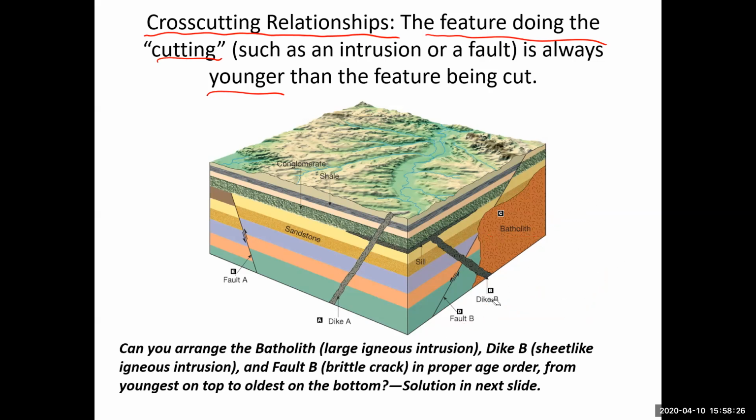So which came first, which came next, and which came next? Which is the oldest feature between these three things? Which is the intermediate feature in terms of age? And which is the youngest feature? So I'm going to pause for maybe 10 seconds to let you work out the relative age relationships on your own between the batholith, the dike, and the fault.